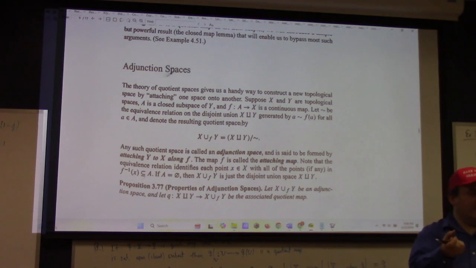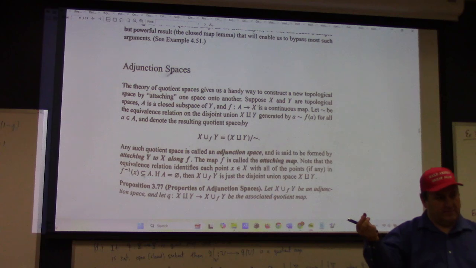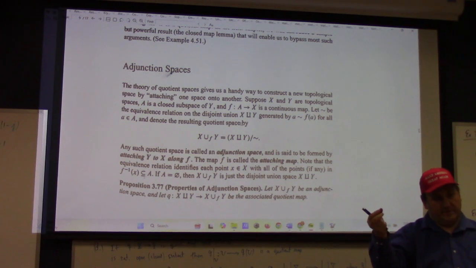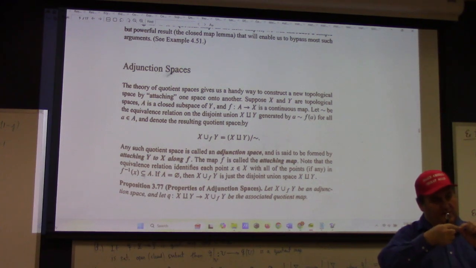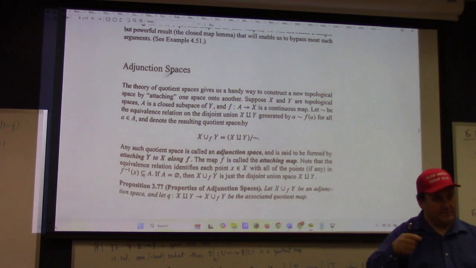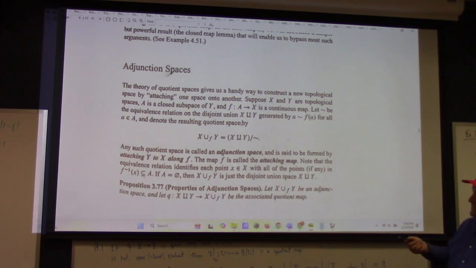As a special case, if your function was only defined on a singleton mapping to another singleton, a really simple function that just maps f of x to y, then this would be the wedge sum. You're just gluing space X and space Y together with your function f of x equal to y. That's one application of this adjunction space. And f is called the attaching map. But of course you could do more than that, and they have really cool properties.